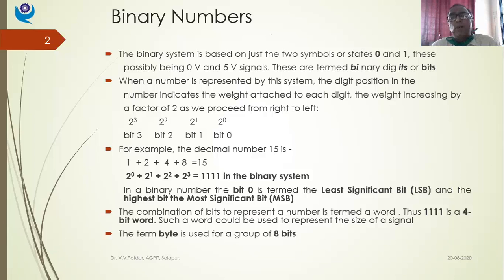The binary system is based on just two symbols or two states, that is 0 and 1. So this possibly corresponds to 0 volt or 5 volt DC signals. These are termed as binary digits. Binary digit is combined and it becomes bit. So the representation in the form of two states, 0 and 1, is called a bit or a binary digit. When a number is represented by the system, the digit position in the number indicates the weight attached to each digit.